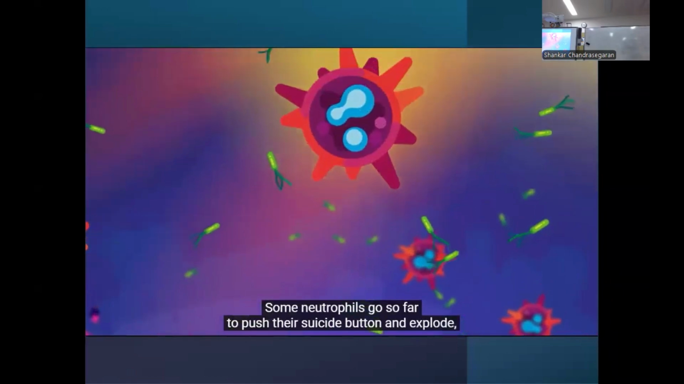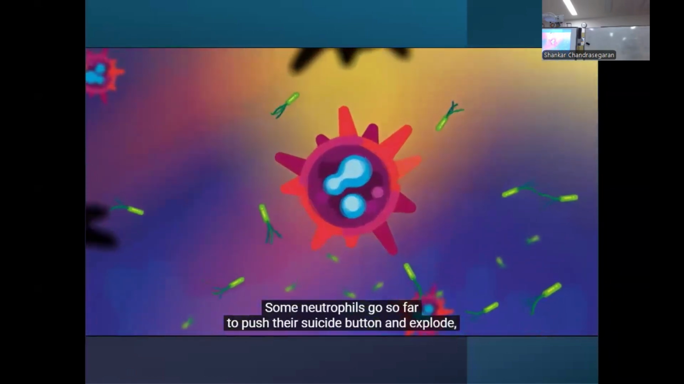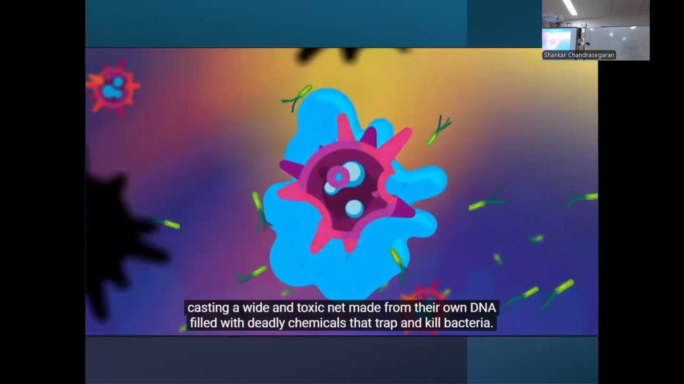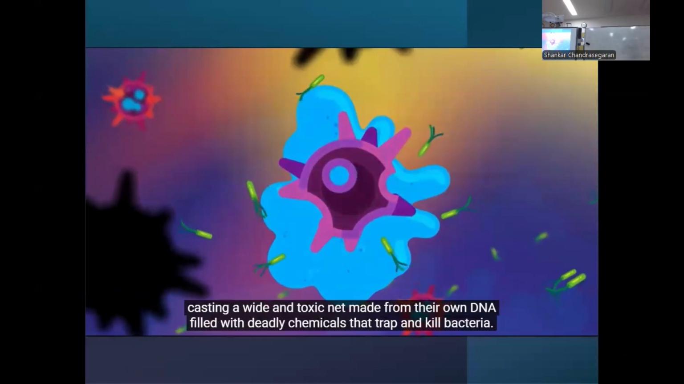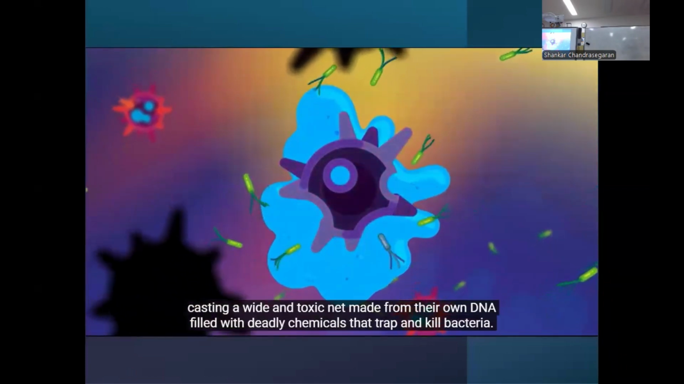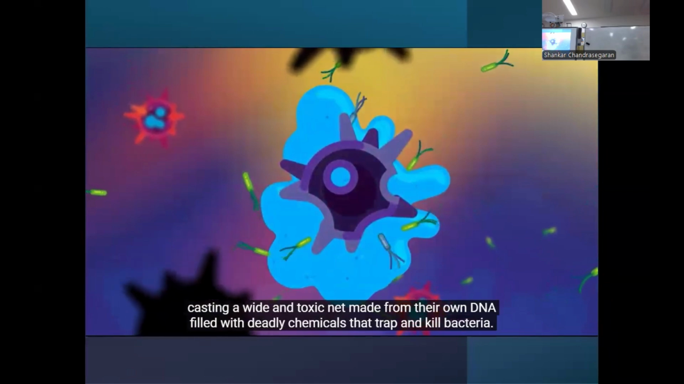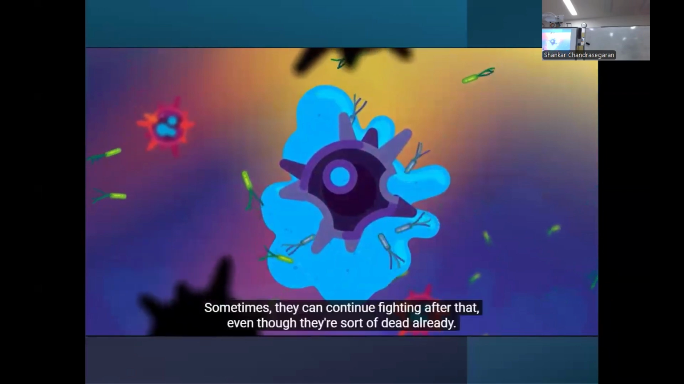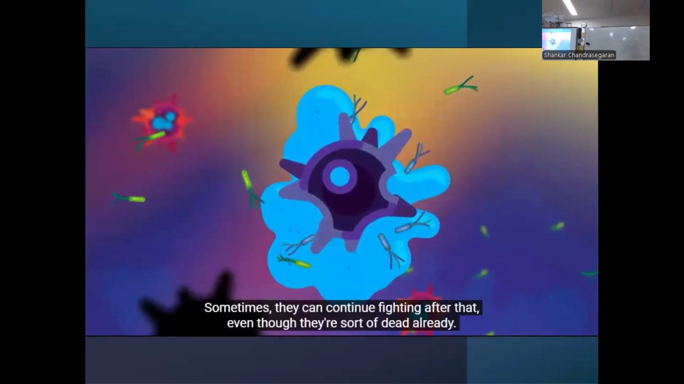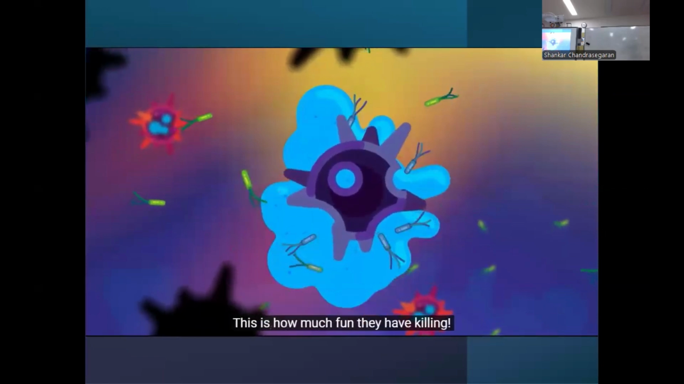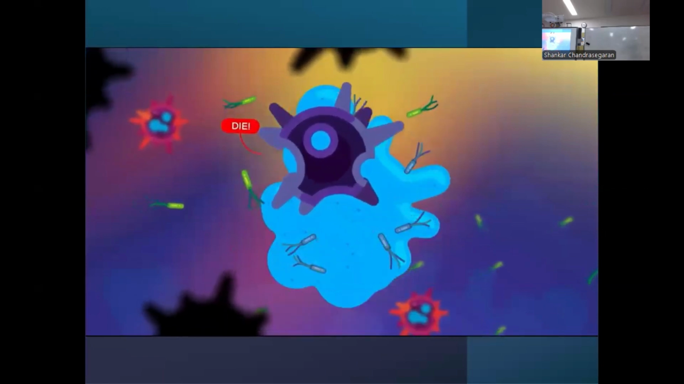Some neutrophils go so far to push their suicide button and explode, casting wide and toxic nets made from their own DNA, filled with deadly chemicals that trap and kill bacteria. Sometimes they can continue fighting after that, even though they're sort of dead already. This is how much fun they have killing.